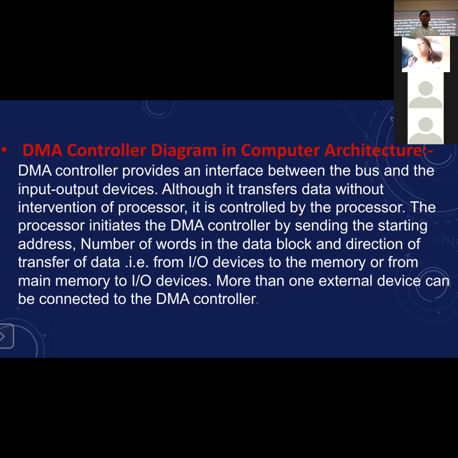DMA controller diagram in computer architecture. DMA controller provides an interface between the bus and the input-output device. Although it transfers data without intervention of processor, it is controlled by the processor. The processor initiates the DMA controller by sending the starting address, number of words in the data block, and direction of transfer of data from input-output devices to the memory or from main memory to the input-output device. More than one external devices can be connected to the DMA controller.